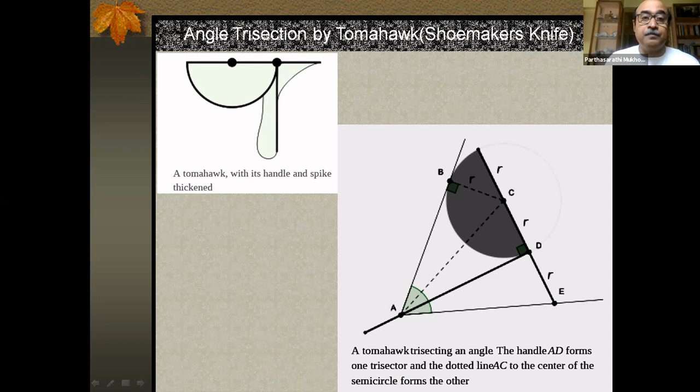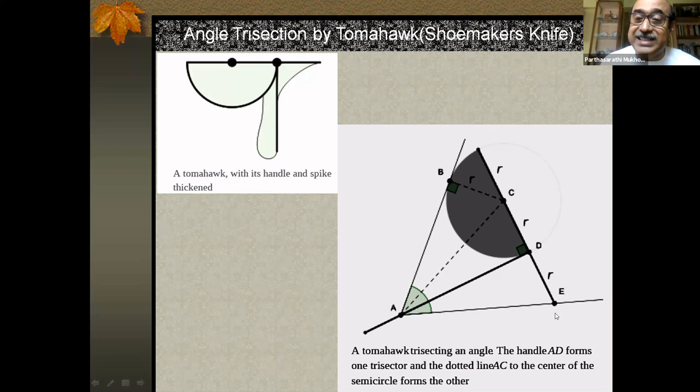The handle length. And instead of the handle, the actual thing is a handle, but we will use only this particular line, which is tangential to the semicircle at the end point, which is mathematically what I require. Now there is an angle given. See, this is an angle BAE. And how is this tomahawk to be adjusted so that I get the angle trisector? This is simple. Make this line, this is the tomahawk, you can see there. This is the radius R, R, and R.